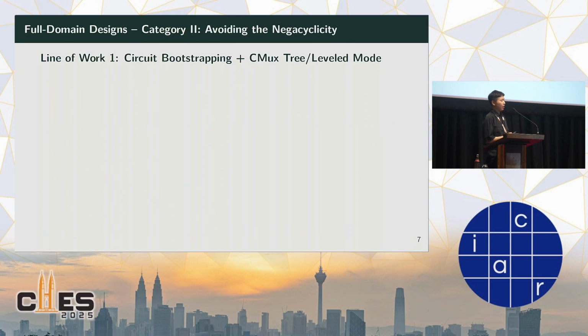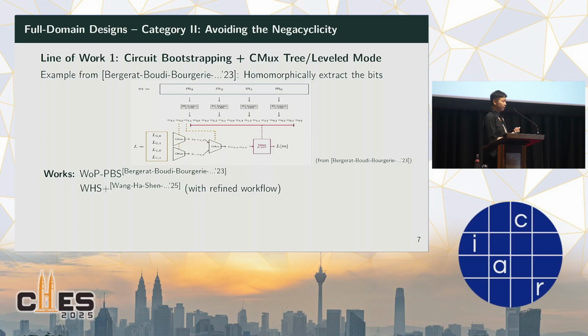And the second category, I call it avoiding the negacyclicity. This is because the negacyclicity arises only when you consider the behavior of coefficients over power-of-2 cyclotomics. So circumstances change if you consider the problem from another perspective. For example, we can use circuit bootstrapping. In this example, we can homomorphically extract the bits using circuit bootstrapping, and then use a leveled mode of TFHE to evaluate the function. So this framework is much more efficient for high precision lookup tables. It scales nicely when the precision increases.